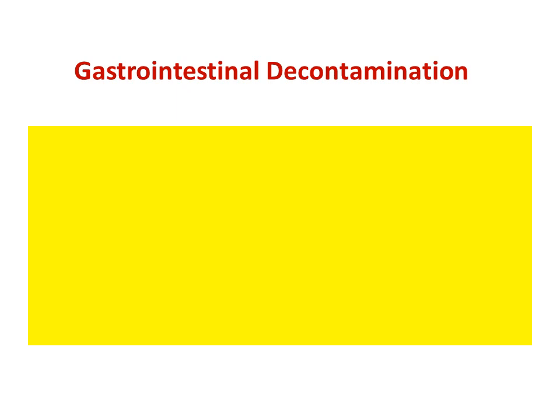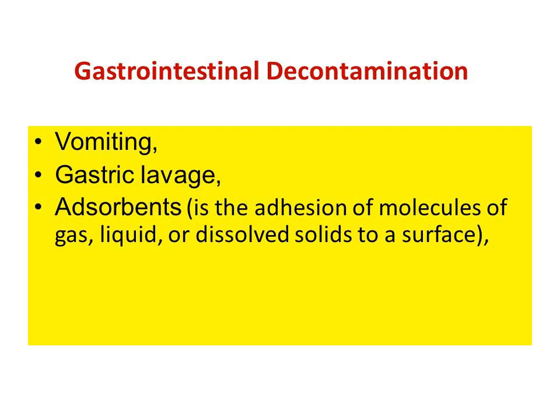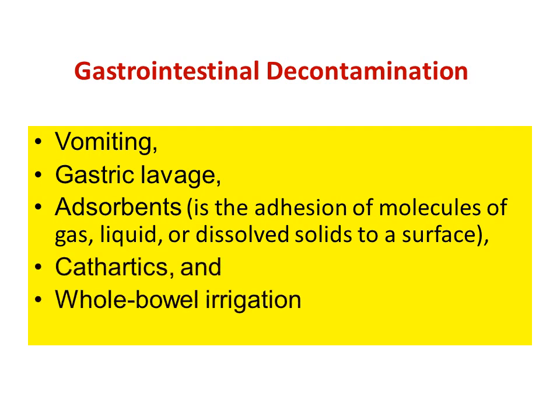Now, there is a long list, and in most of the books it is written that these are the methods by which we can go for decontamination. You can start with induced vomiting. The second one is gastric lavage. The third one is the use of an adsorbent. Please remember, this is not an absorbent, but an adsorbent. Then catharsis, and finally we can go for whole bowel irrigation. So these are the 5 steps of gastrointestinal decontamination.